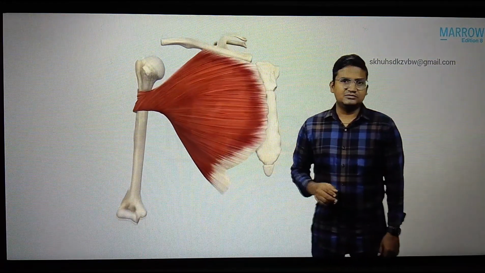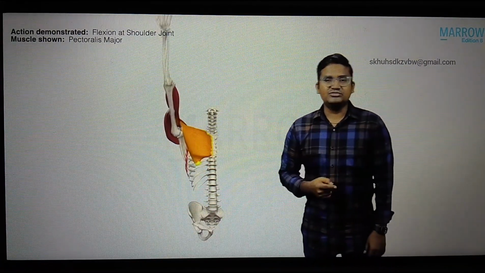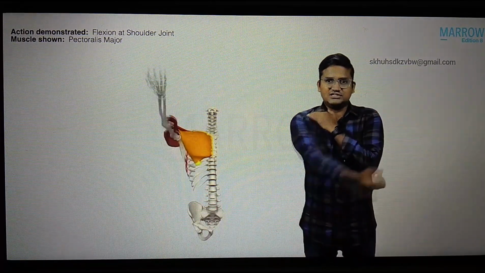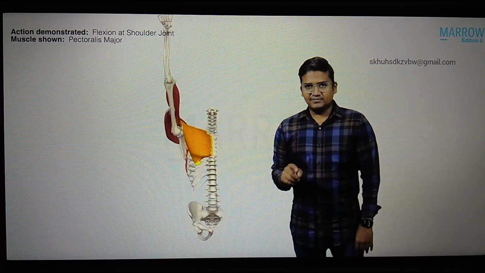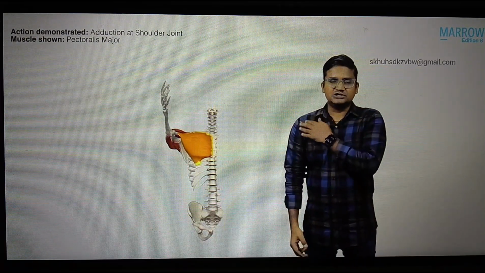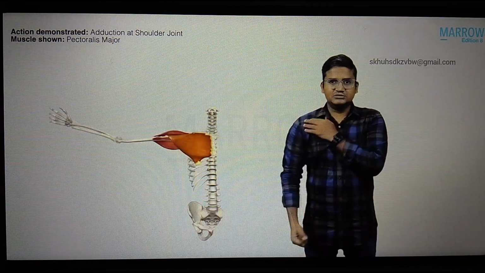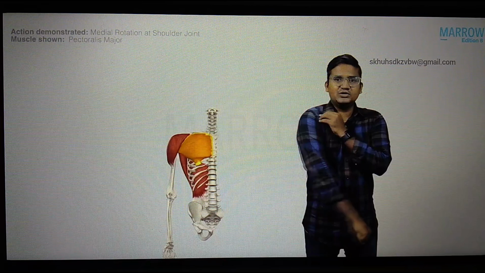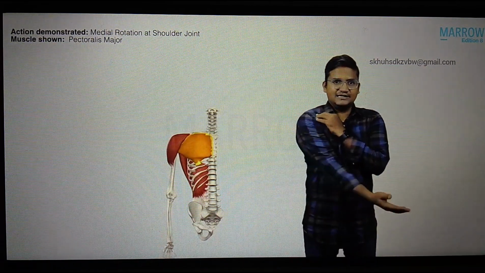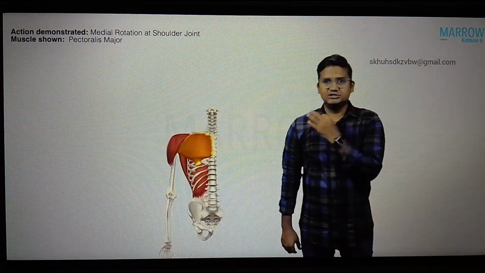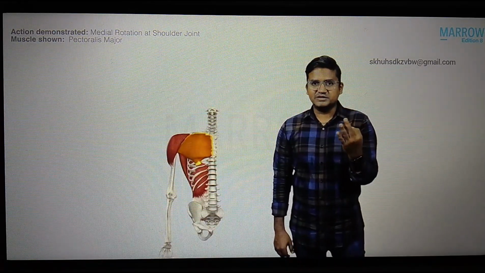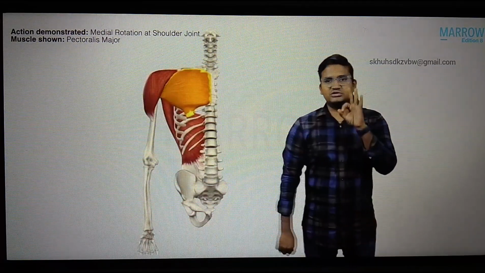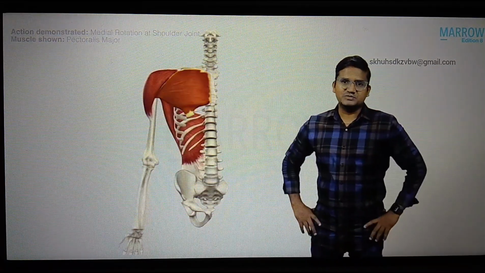Now what is the action of our pectoralis major muscle? It will do three actions. Number one, flexion of the shoulder joint. Now the muscle arises from the trunk and goes to the humerus, so the shoulder joint is moving towards the trunk. That is the adduction and also the medial rotation. So three actions: number one, flexion; number two, adduction; number three, medial rotation.